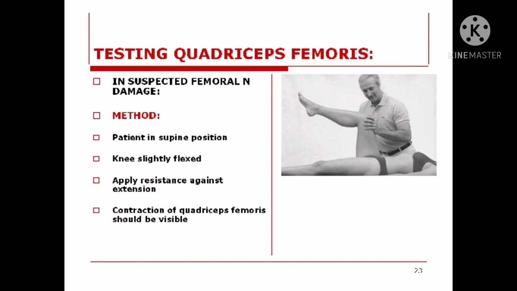If the physician suspects femoral nerve damage, the patient is asked to lie in supine position with knee flexed, and the clinician or the examiner applies resistance against the extension of the knee of the patient. If the contraction of quadriceps femoris is visible, it means that the femoral nerve is intact. But if there is no contraction of the quadriceps femoris muscle, nerve damage can be suspected.